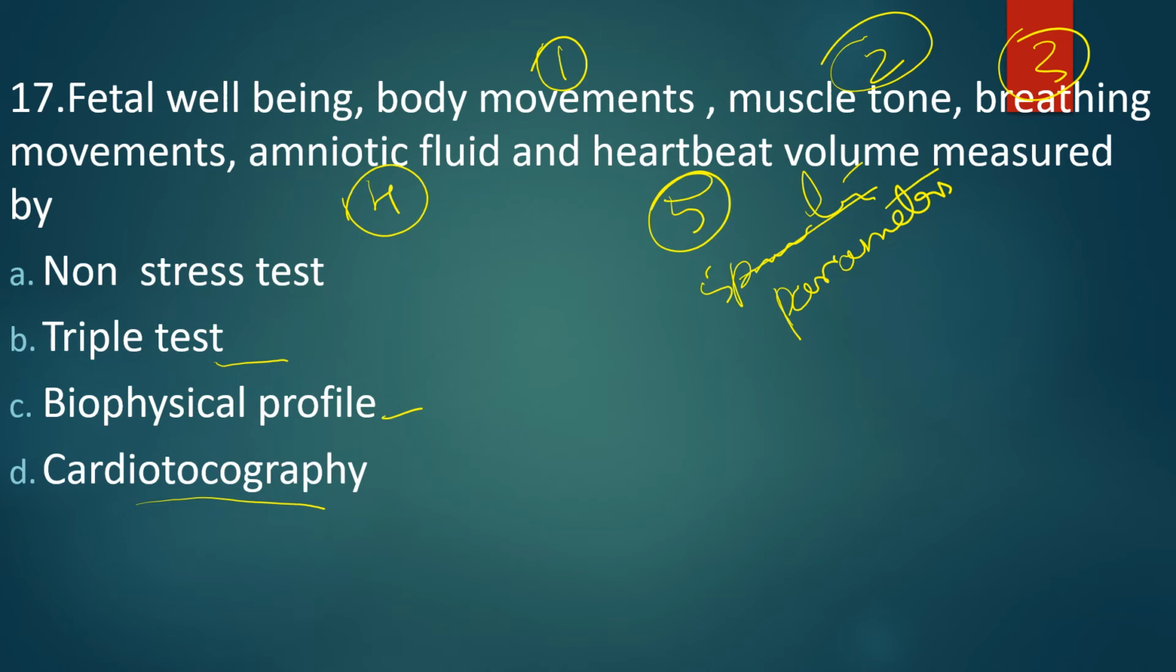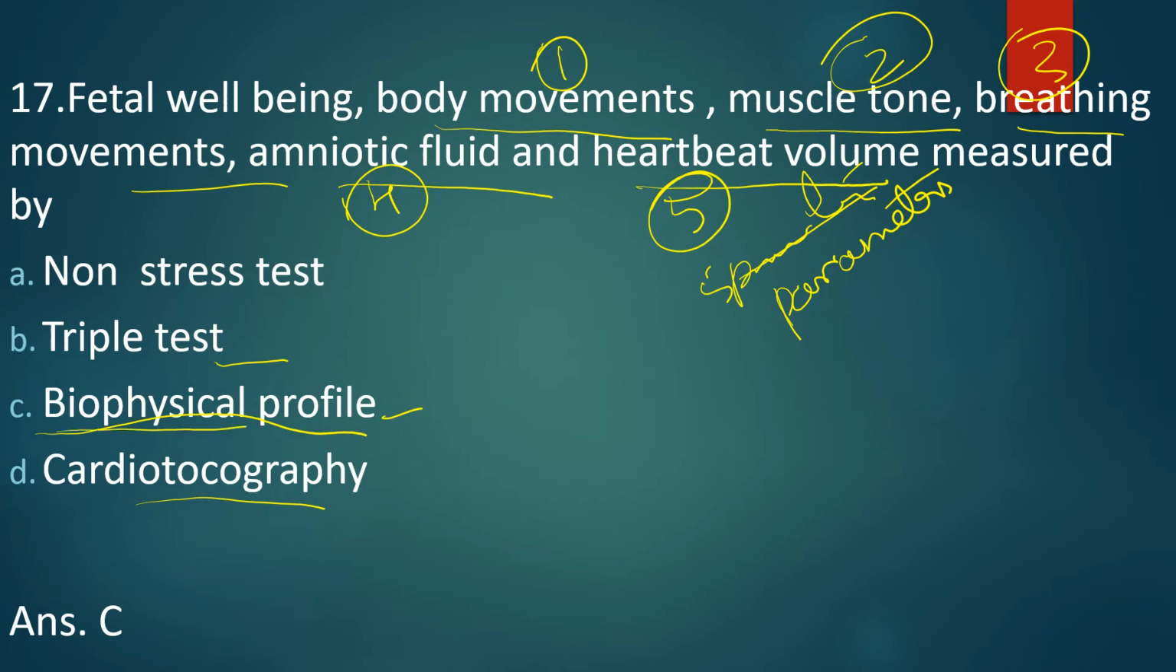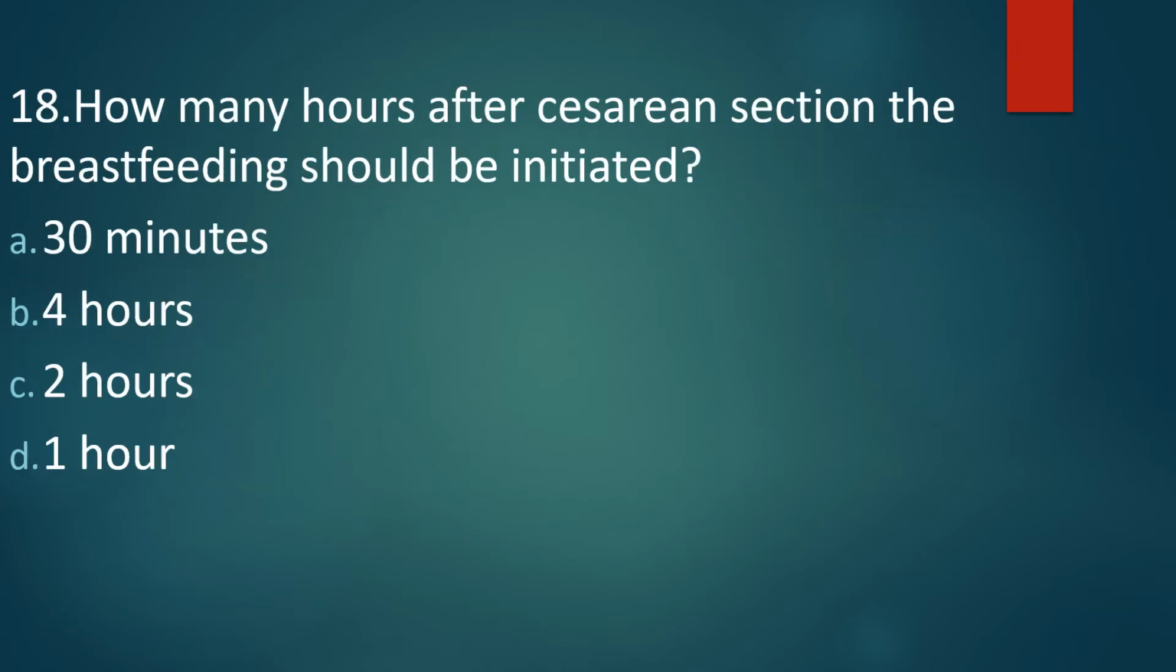Now, you might have guessed the answer would be the biophysical profile. Why so? As I told you, there are 5 parameters: body movements, muscle tone, breathing movements, amniotic fluid, and heartbeat volume. Okay, these are the 5 biophysical profile parameters. Let's move on to the next question.